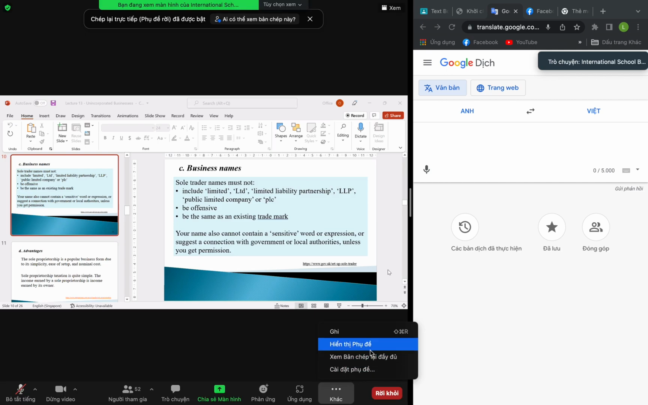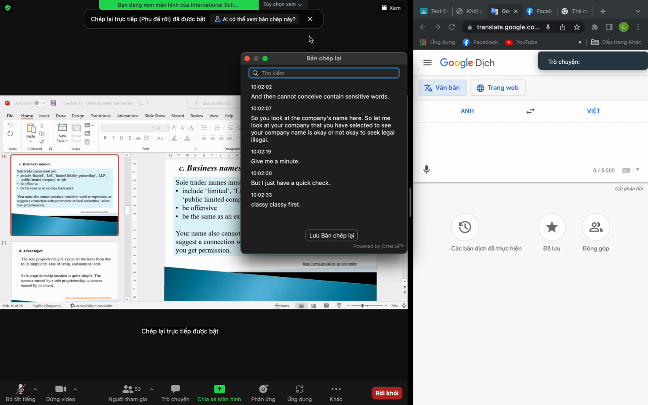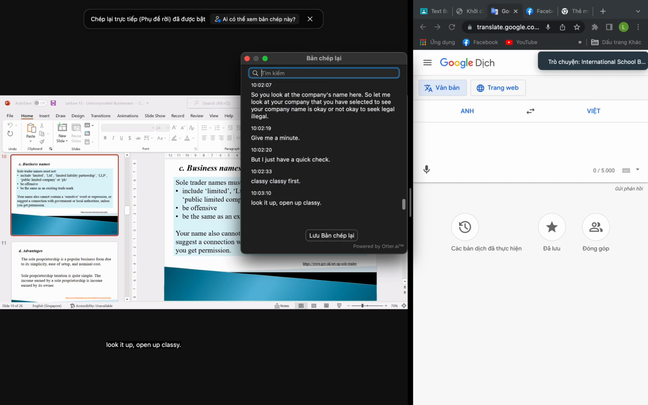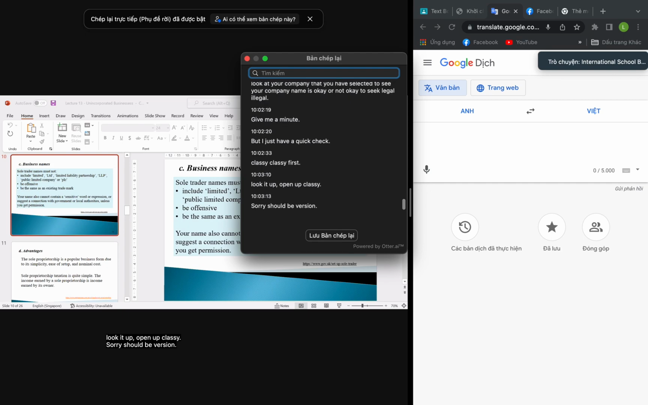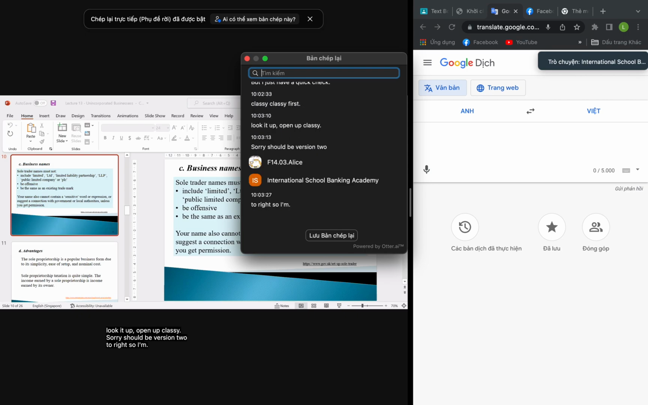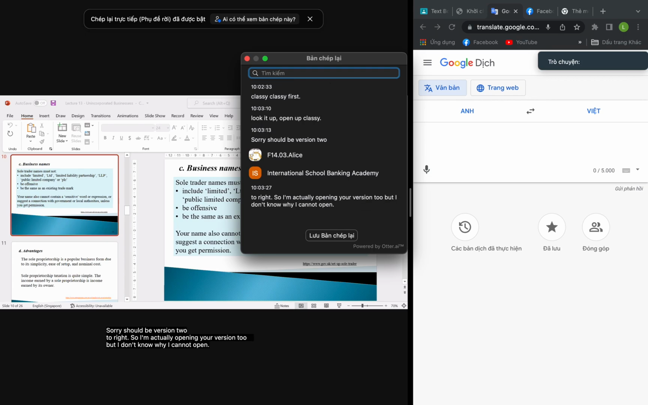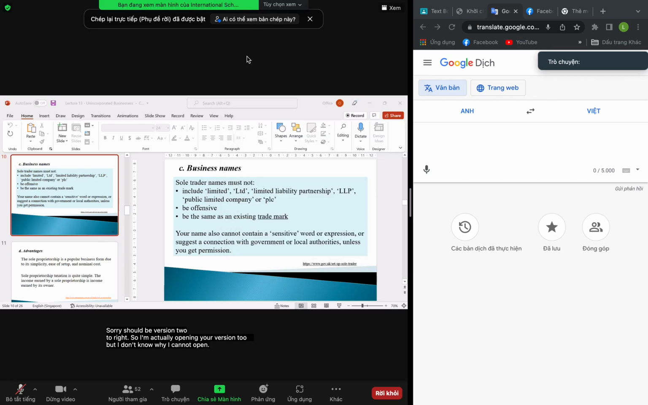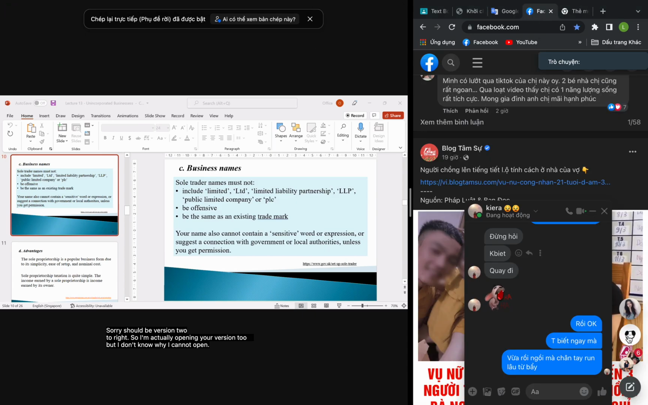Why did it not open? Why cannot open? Class C. Oh, sorry, it should be version 2. Yes, it should be version 2, right? So I'm actually opening your version 2, but I don't know why it cannot open. So your file cannot open.